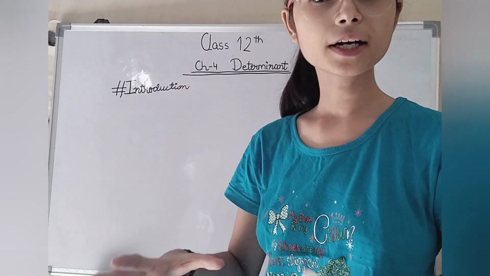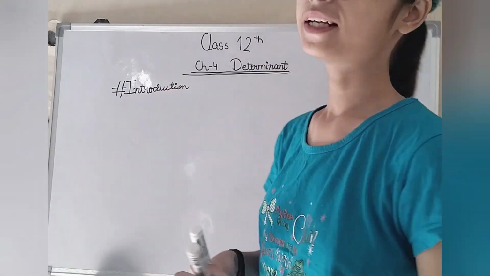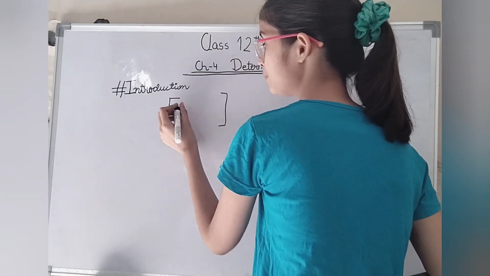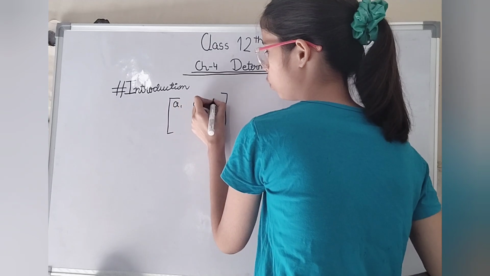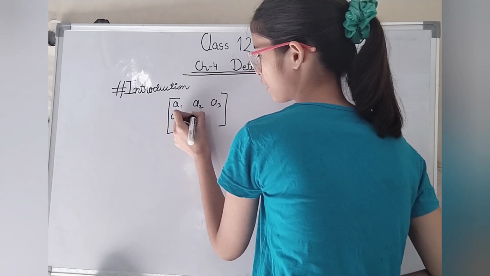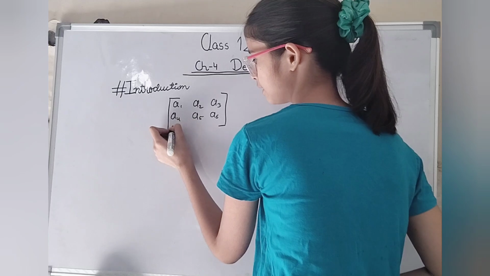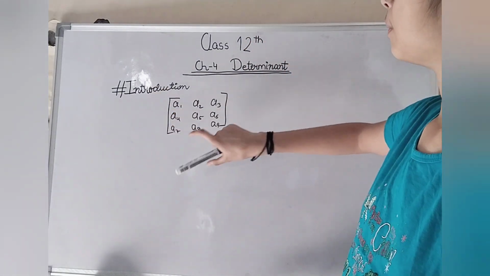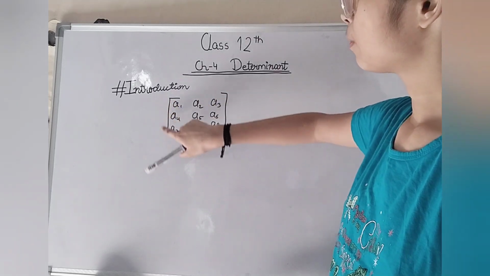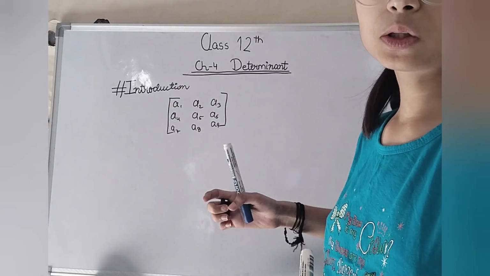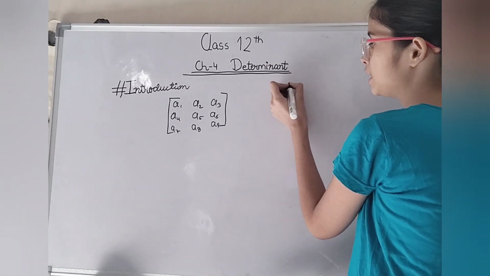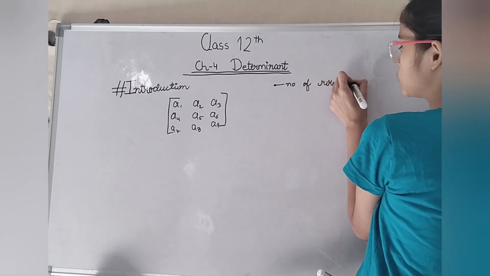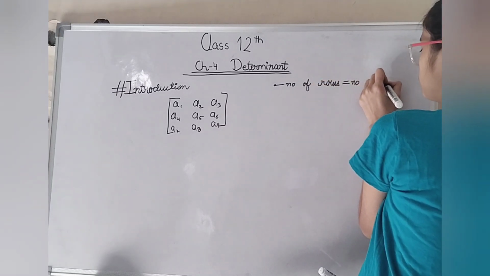Beginning with the introduction, what is a determinant? So we represent determinant in square boxes like this, where we have elements A1, A2, A3, A4, A5, A6, A7, A8 and A9. So we represent a determinant in square boxes where the number of rows and number of columns are equal to each other. So what is the first thing about a determinant? The number of rows is equal to the number of columns.